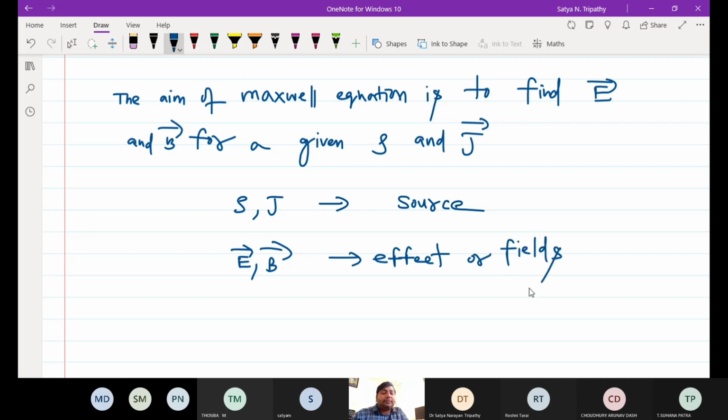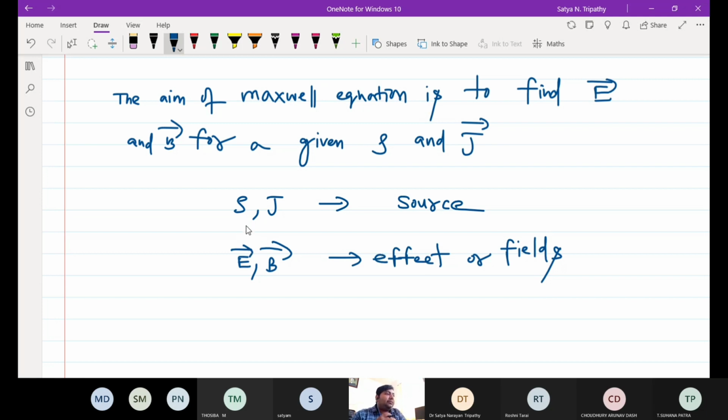Anyone would like to ask anything? No, sir. Okay, so the main purpose is, suppose we have a charge distribution, we need to calculate the electric field or magnetic field. If the charge is varying, then it can also create a magnetic field, and if we have a current that is also varying, that can create electric field and magnetic field. So this is our source.